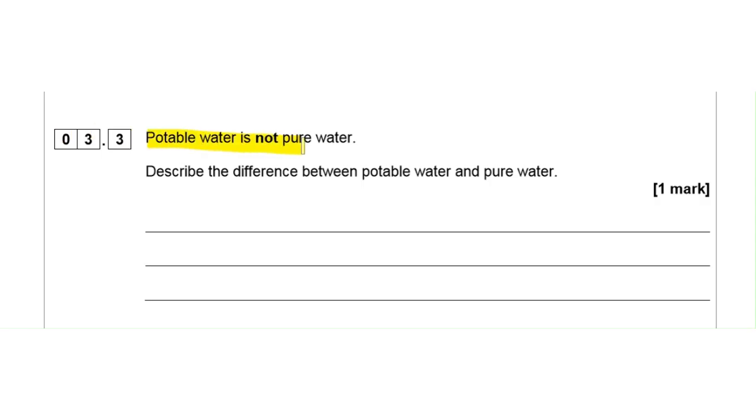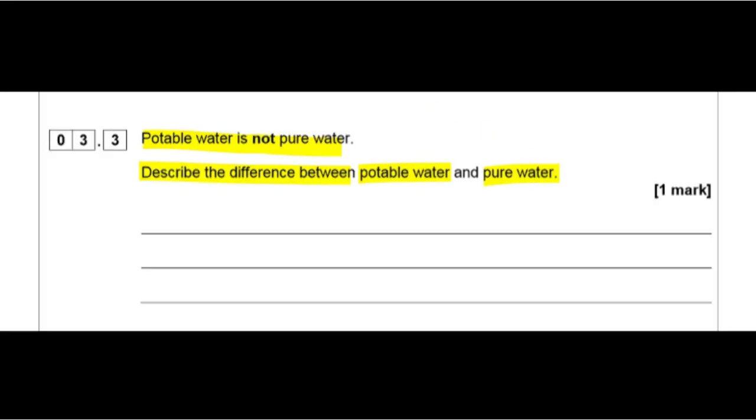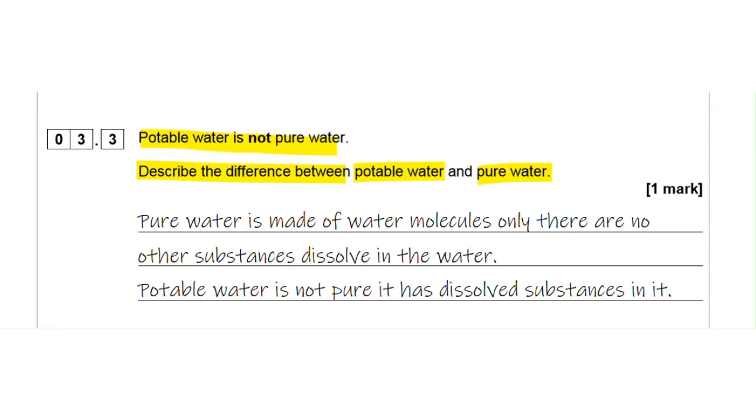3.3. Potable water is not pure water. Describe the difference between potable water and pure water. And this is for 1 mark. And this is just simple recall. You need to know what potable water is and what the difference is between pure water. And what we're looking at here is pure water is made up of water molecules. There's nothing else dissolved, no other substance is dissolved in the water, just molecules of water. However, potable water is not pure because it has dissolved substances in it. Do not mention potable water is safe to drink.